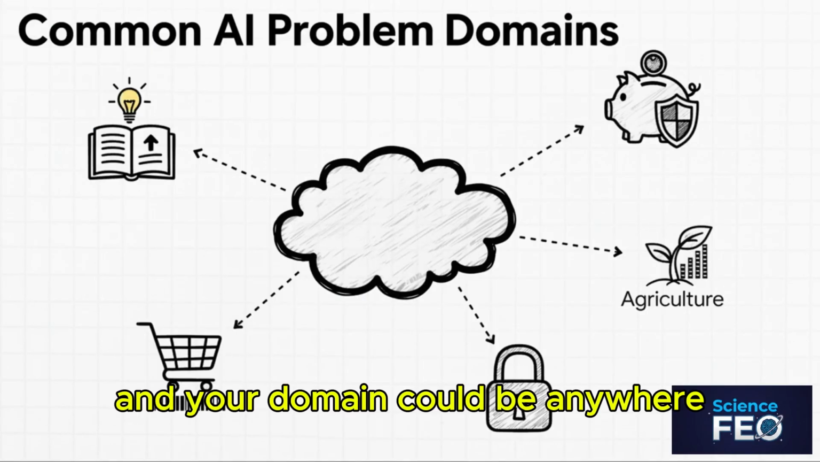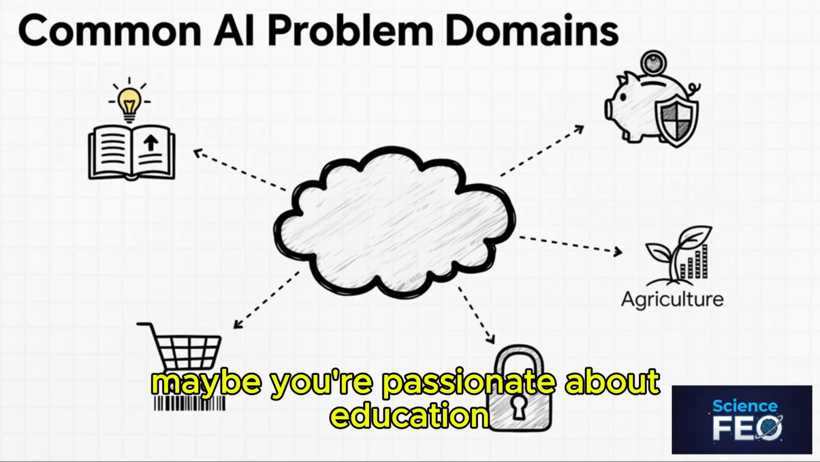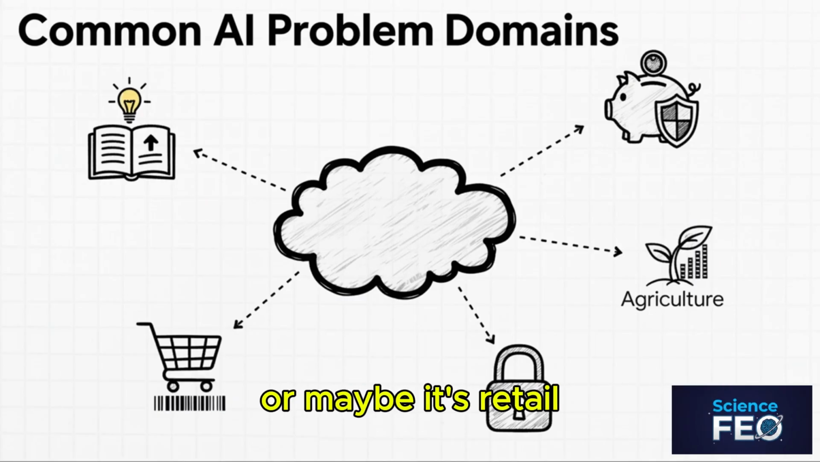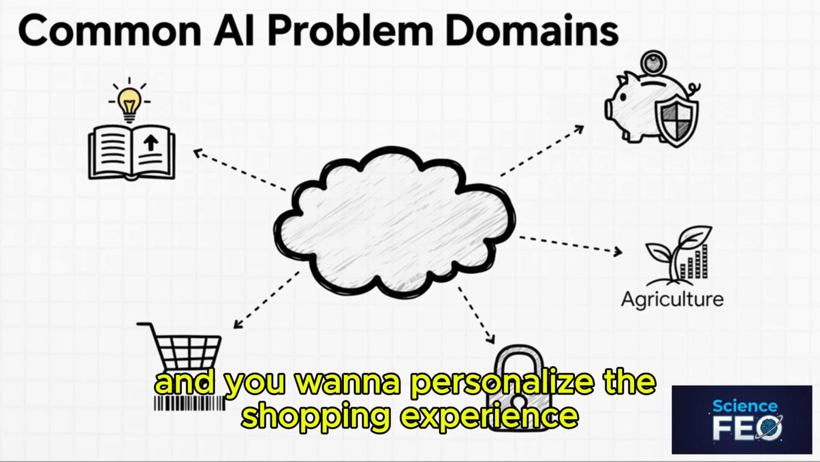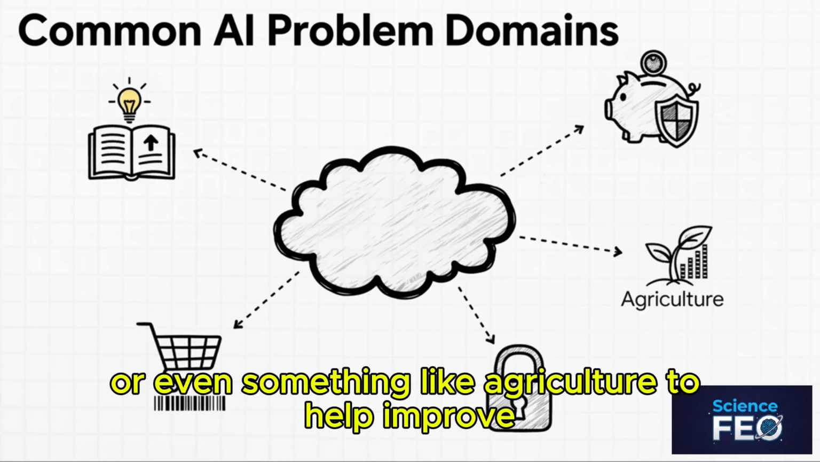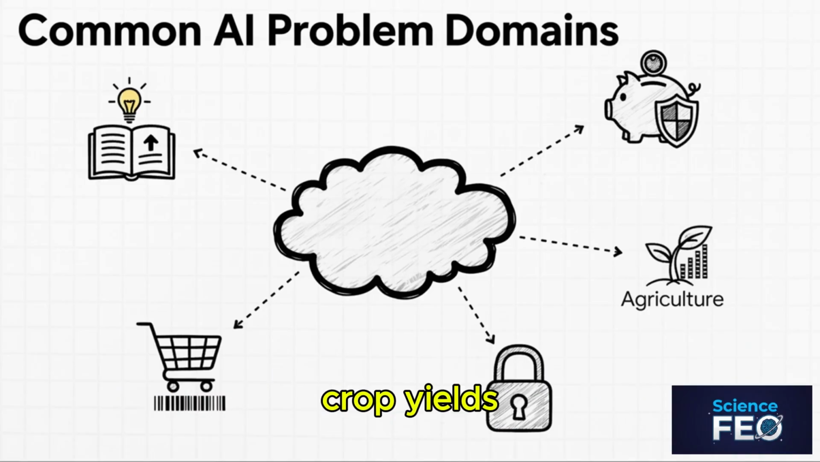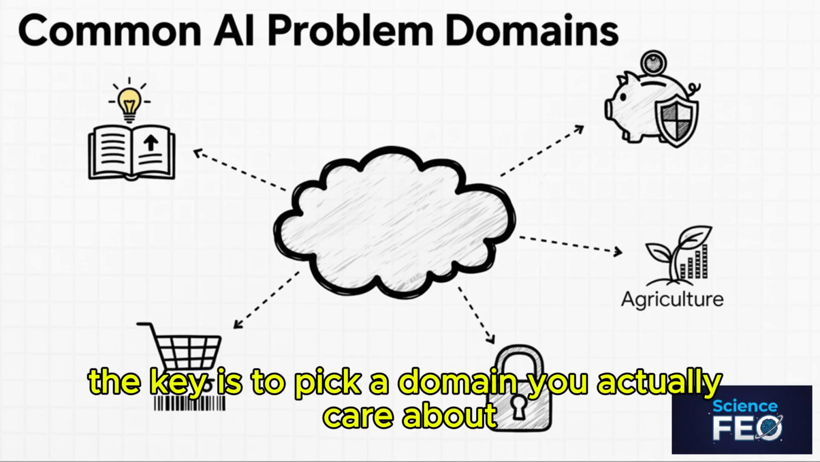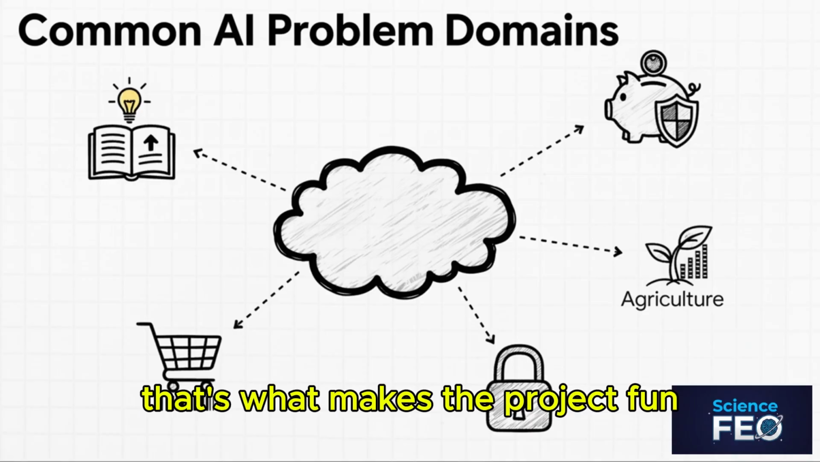And your domain could be anywhere. Maybe you're passionate about education and you want to build a new learning tool. Or maybe it's retail and you want to personalize the shopping experience. You could jump into cybersecurity, finance, or even something like agriculture to help improve crop yields. The key is to pick a domain you actually care about. That's what makes the project fun.